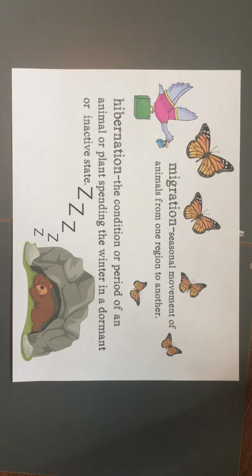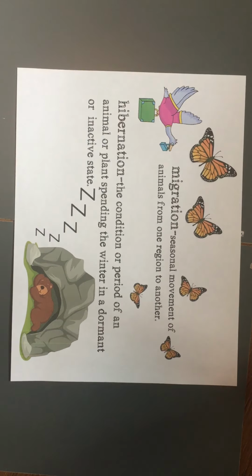Okay, so the first one is migration. What's migration? Well, you know from studying about butterflies last year in first grade that it's the seasonal movement of animals from one region to another. Lots of animals do a migration during the cold winter, and they move from one area to the other, and then when it warms up, they move back. Another one would be like Canadian geese. They often have a migration. They go to colder climates, and travel to warmer climates.